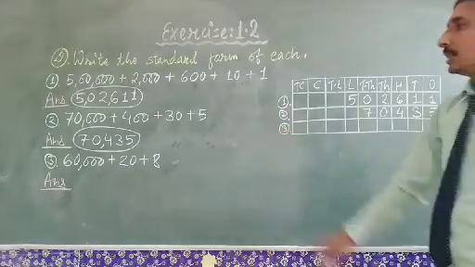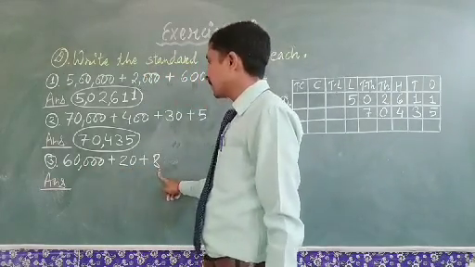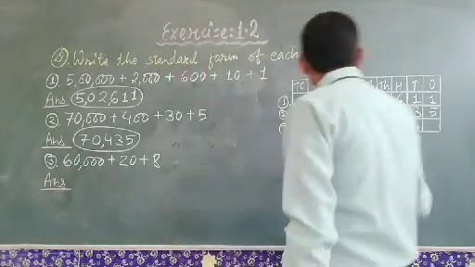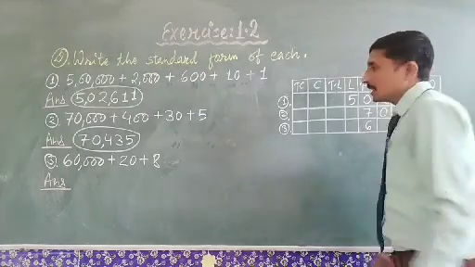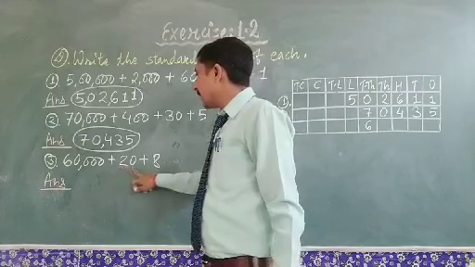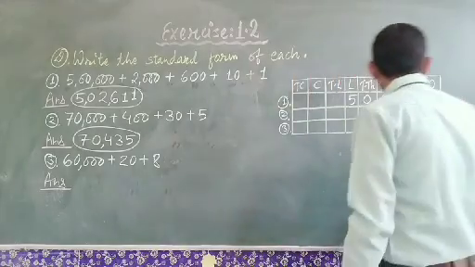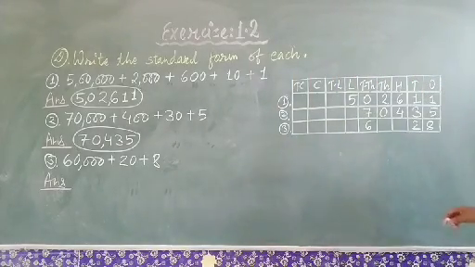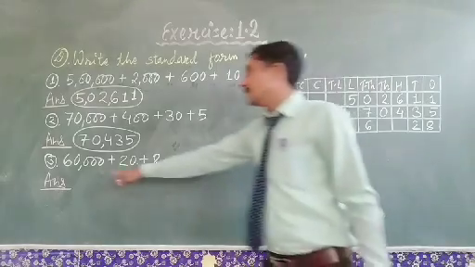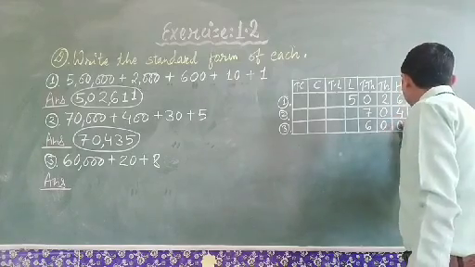Now our next question is 60,000 plus 20 plus 8. So our first value is 60,000. 60,000 means 6 lies in the 10,000 place. And the next value is 20, that means 2 lies in the tens place. And the next value is 8, that lies in the ones place. Now you see in the place of 1000 and in the place of 100 no value is available in the question. So that's why we have to write 0 in both places.